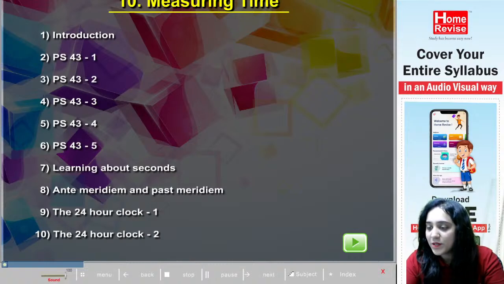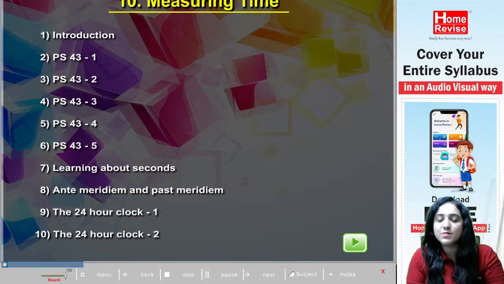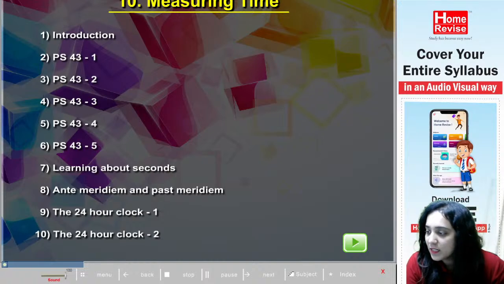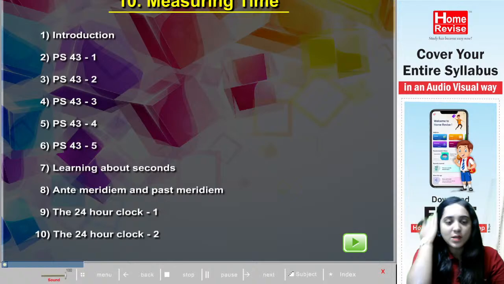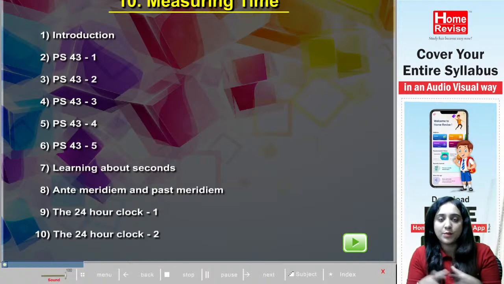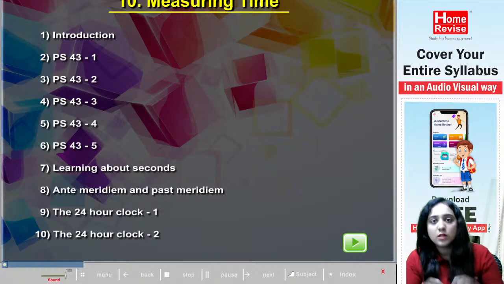Yes, so today we are going to start with a new chapter that is measuring time. So in this chapter, we are going to learn the whole clock.